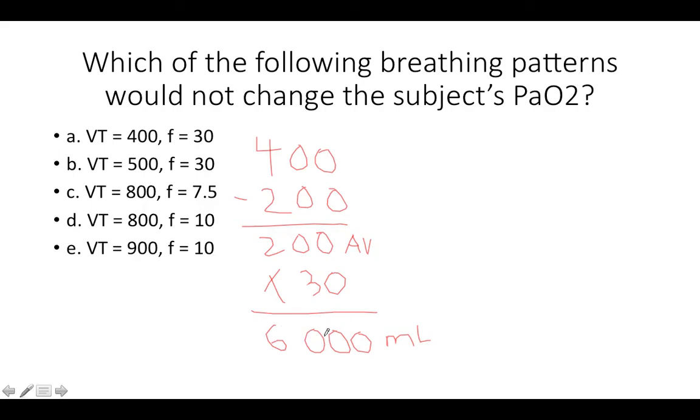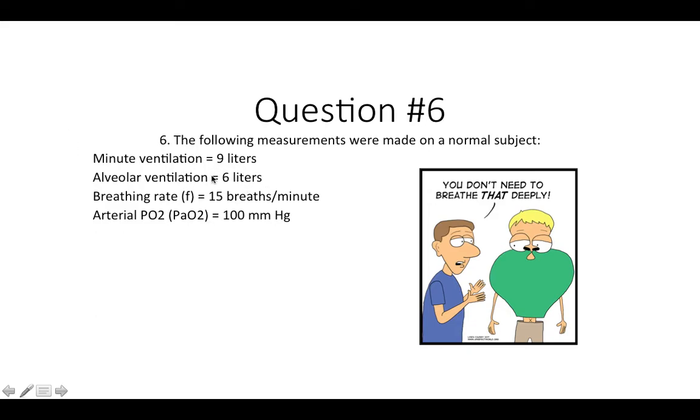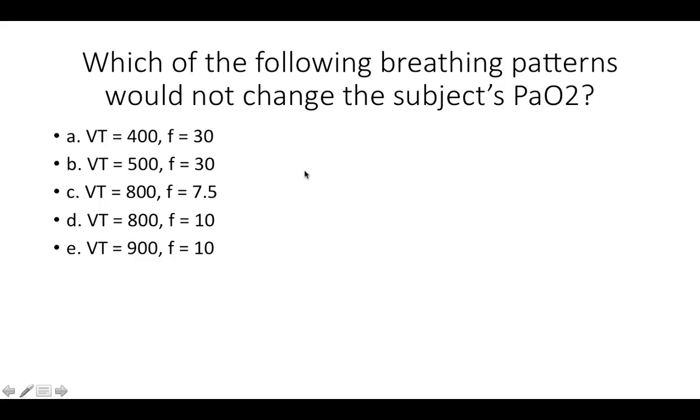So this breathing pattern, this number A, will have the exact same breathing pattern as we saw with the baseline readings that we got here, which was 6 liters, and here we got 600 milliliters. So you're going to do pretty much the exact same thing with B, C, D, and E.